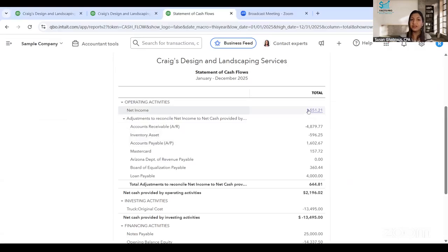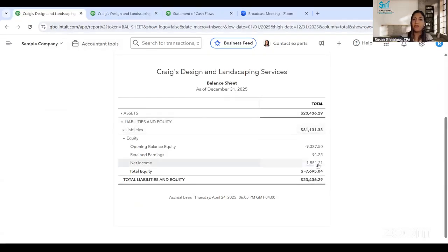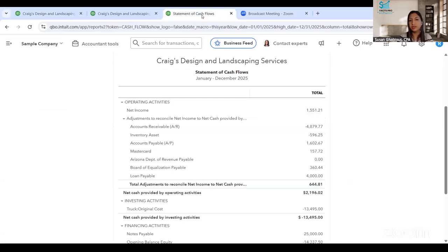And if you look at the three reports, this number is the same. See, net income here is the same as the net income here, as long as we're looking at the same period. We're looking at this year, and this is exactly the same net income here. Just a quick note here. And back to the statement of cash flow, you start with the net income, and then you do some adjustment to reconcile your net income to net cash.